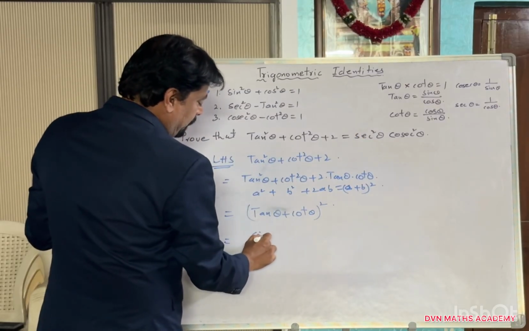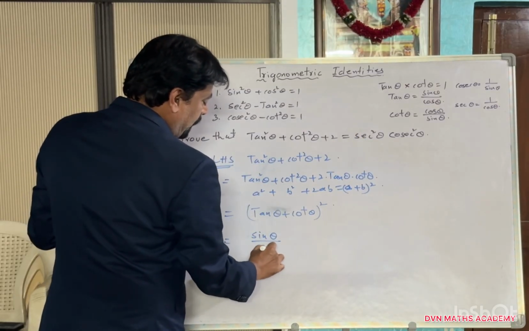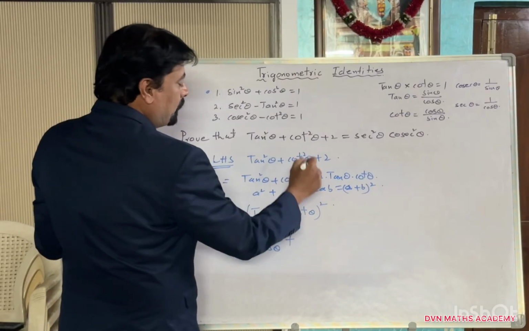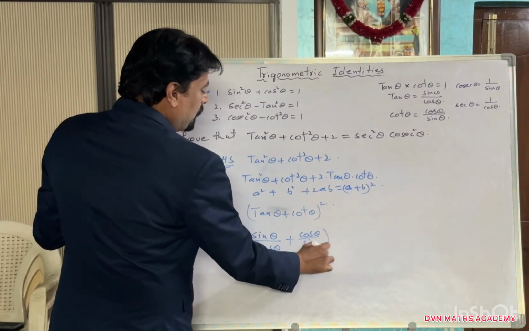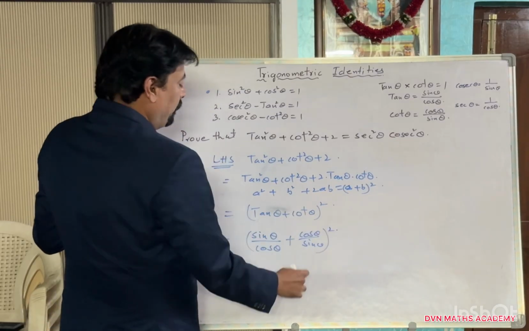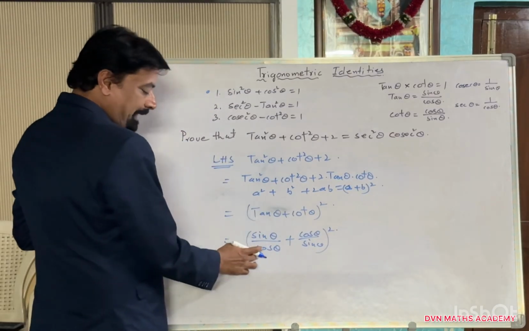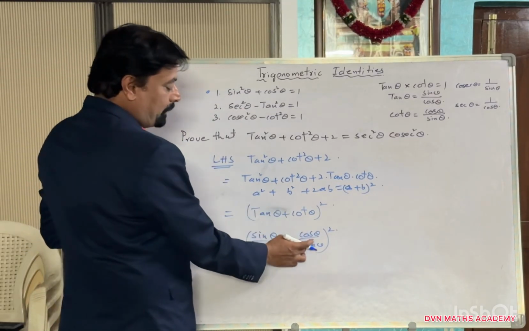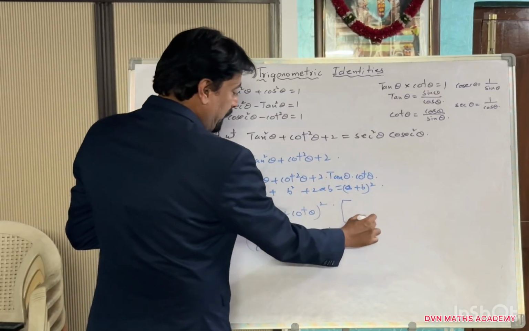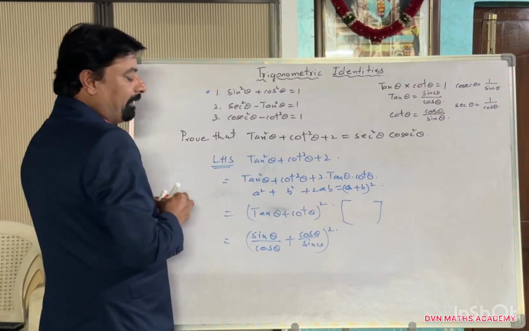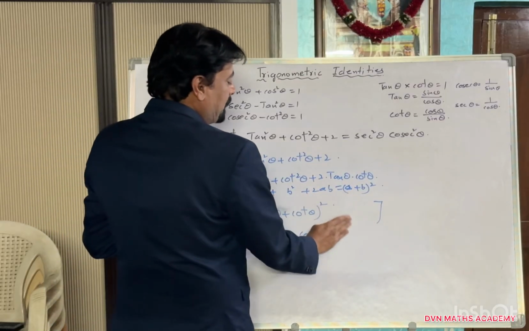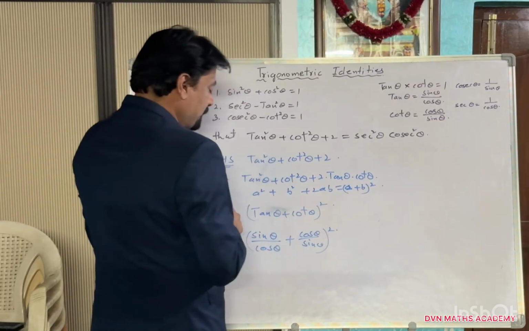Now afterwards, what I am applying is tan theta is equal to sin theta by cos theta. So this is sin theta by cos theta plus cot theta, which is equal to cos theta by sin theta, whole square. While you are using tan theta is equal to sin theta by cos theta and cot theta is equal to cos theta by sin theta, you want to mention in the bracket what identities you use while solving this question in the examination. Otherwise, you lose your marks.